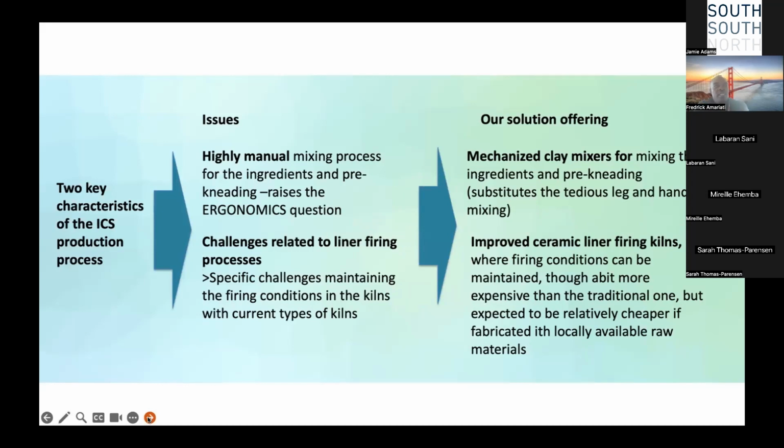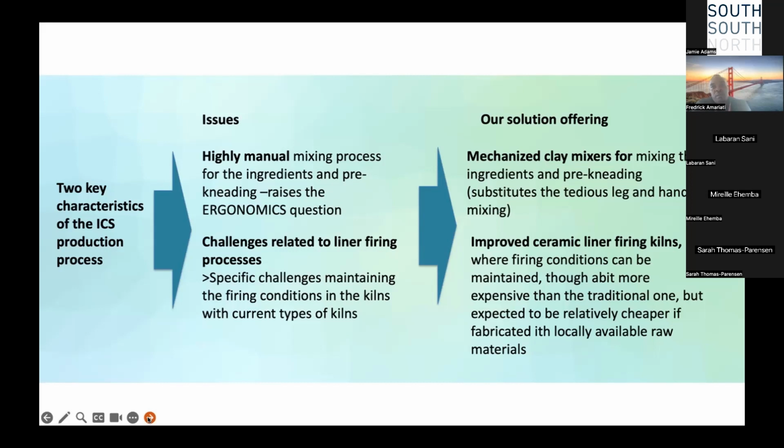And so you realize this stepping and using our feet becomes an ergonomic challenge. We are yet to find out more about the health issues that come up from that, but we think that's a big problem. One, it's an ergonomics issue. Number two, the output of the mixing process may not be uniform enough to assure quality of the stoves down the production line.